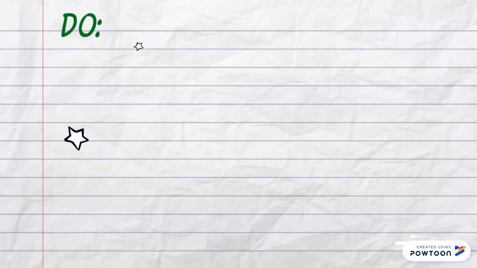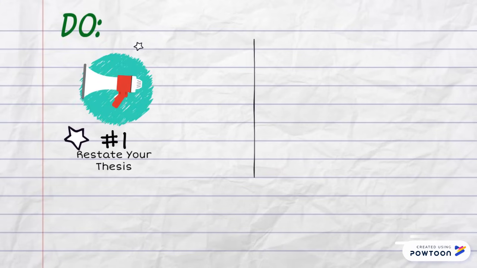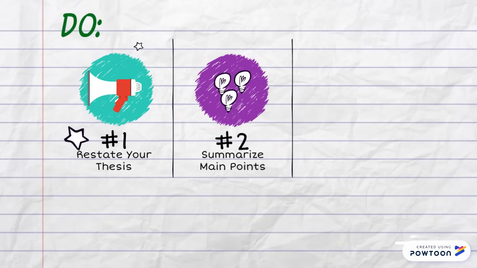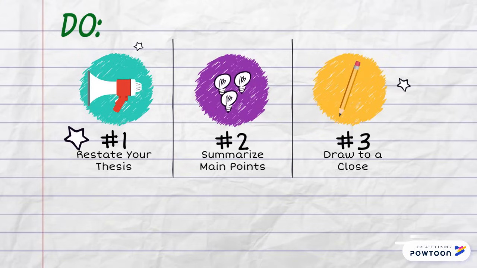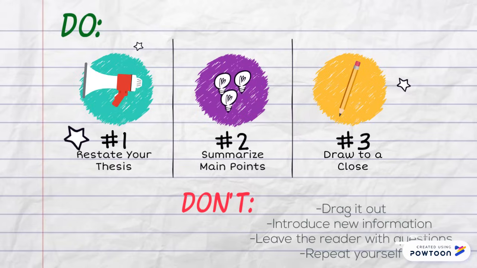So there you have it, the easiest way to write an awesome conclusion paragraph. Do make sure that you restate your thesis, summarize your main points, and draw it to a close. However, you want to make sure that you don't drag it out, don't introduce brand new information, don't leave the reader with questions, and did I mention, don't repeat yourself.